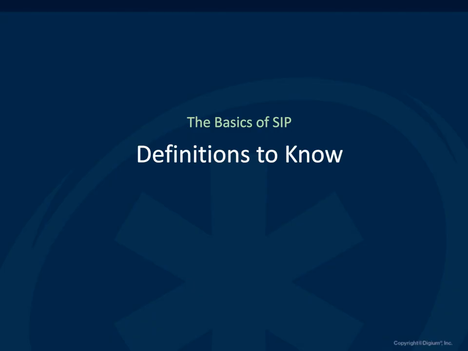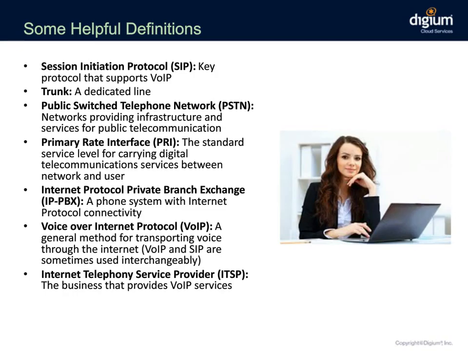Okay, so let's take a look at some other definitions besides just SIP trunking. So SIP is session initiation protocol. It's the key protocol that produces VoIP. Trunking is another term that you're going to hear a lot of, and trunking is just a dedicated line. So we used to purchase lines in the PRI and analog days.